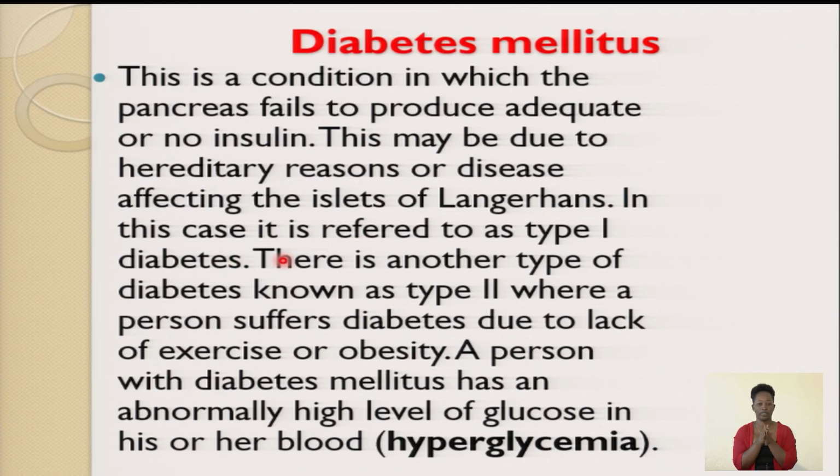In this case, it is referred to as type 1 diabetes. We have type 1 diabetes and we have type 2 diabetes, where the person suffers diabetes due to lack of exercise or obesity. When you lack exercise and you have obesity, it is a malnutrition disease. When you eat too many carbohydrates and become overweight, it can also lead to diabetes mellitus. A person with diabetes mellitus has an abnormally high level of glucose in his blood.